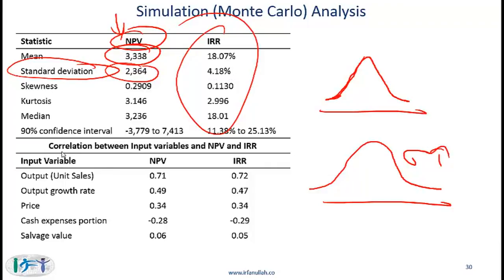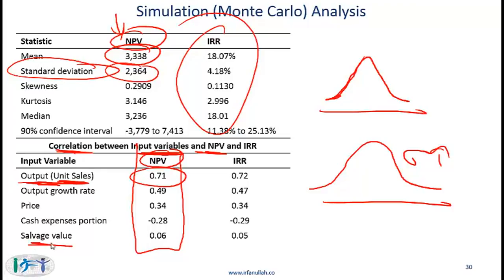What about correlation? This is also important. What the system is telling you is the correlation between input variables and NPV over here. And what does that mean? The correlation between unit sales and NPV is 0.7. What does this mean? That there is a very high positive correlation between your sales number, how much you sell, and NPV. In other words, if you sell more, then you are going to have higher NPV. If you sell less, then you will have lower NPV.